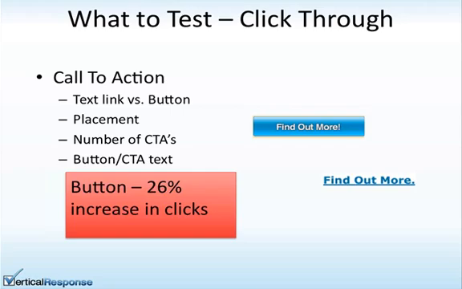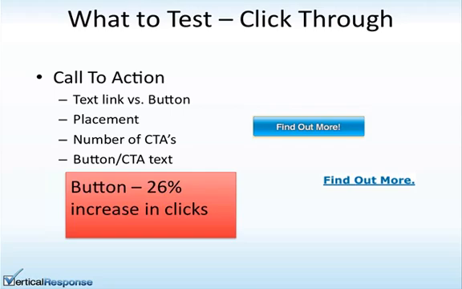Now, this was in our own test, so your recipients may not respond this way, but we had a 26% increase in our click-through rate just by including buttons in the email for people to click on. So keep that in mind. If you're not using buttons, you might want to think about adding call to action buttons.